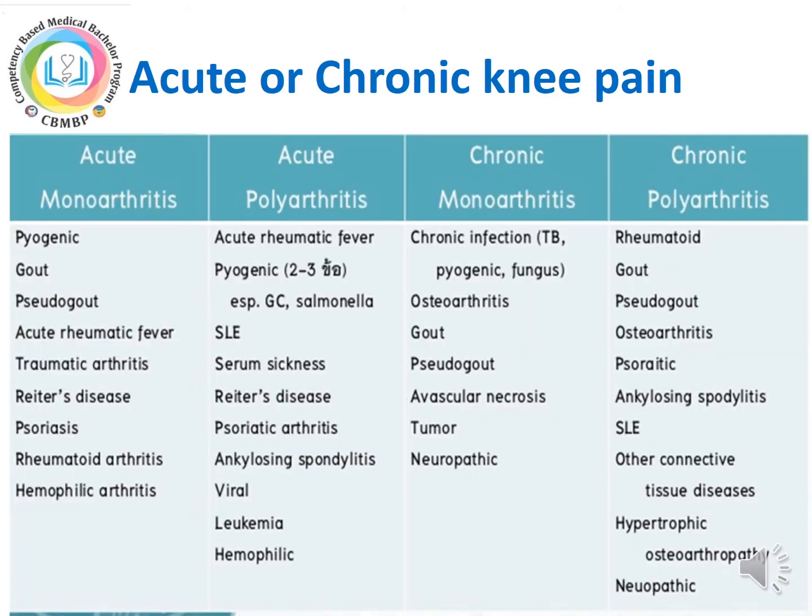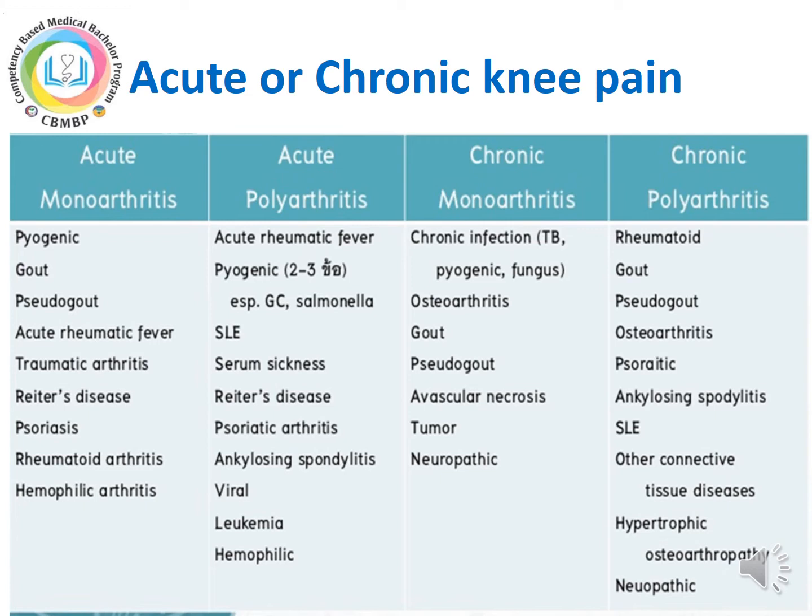What about acute and chronic knee pain? Acute means the duration of pain is less than 6 weeks, and chronic means the duration is more than 12 weeks. It may involve the knee only, and hence we call it monoarthritis, or involve the knee and other joints such as the hip or ankle, and we call it polyarthritis.